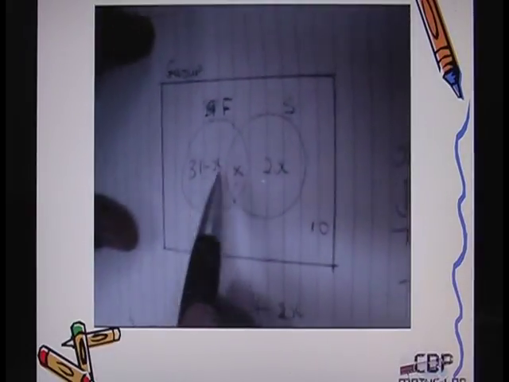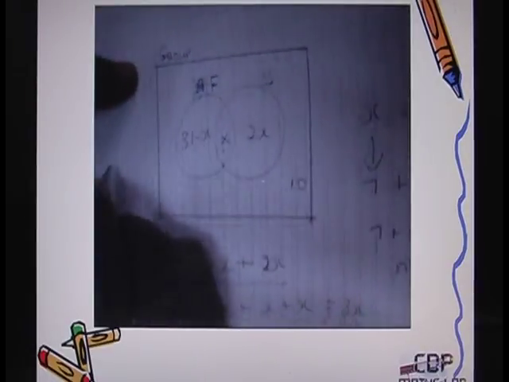Very good. And you could check to see if your answer is correct. Now if you take 7 from 31, you will have what?